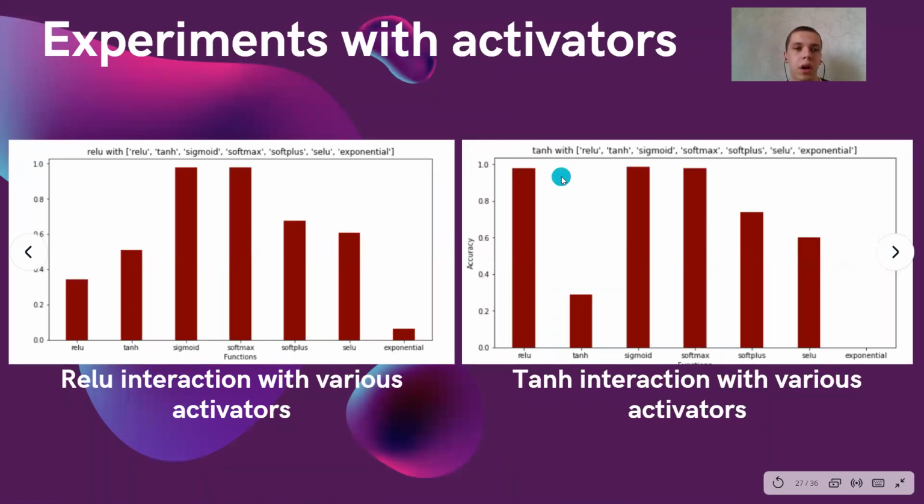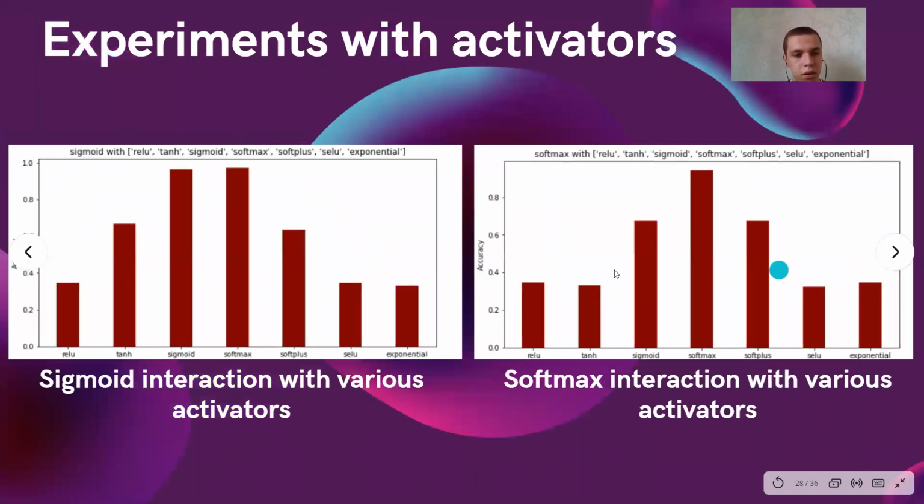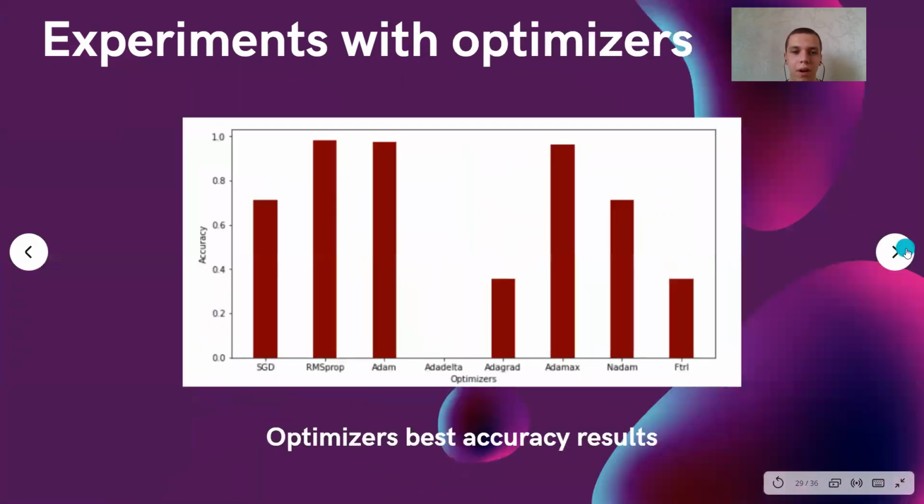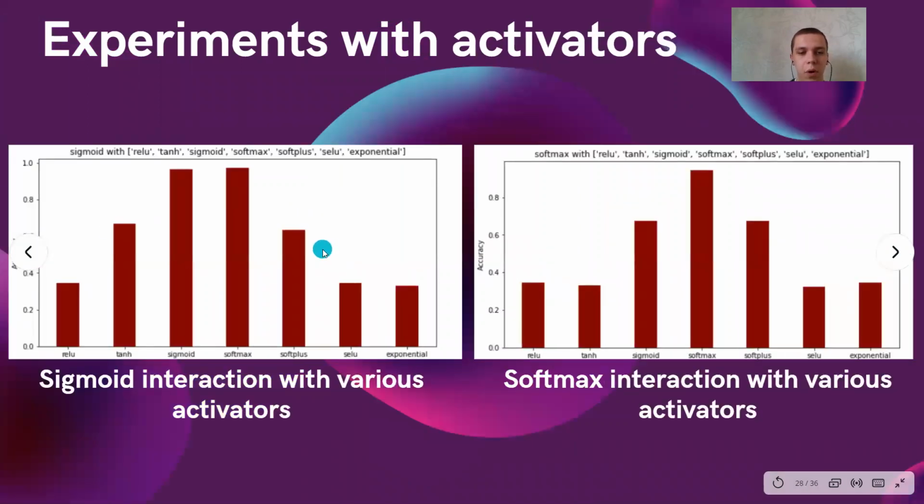So now we should experiment with activators to choose one of them. We'll see how ReLU interacts with various activators. It interacts well with sigmoid and softmax functions. The Tanh activator is good with ReLU, sigmoid, and softmax. Sigmoid interacts well with sigmoid and softmax, and softmax is good only with softmax. So our choice will be sigmoid with a Tanh activator. We will use two of them.